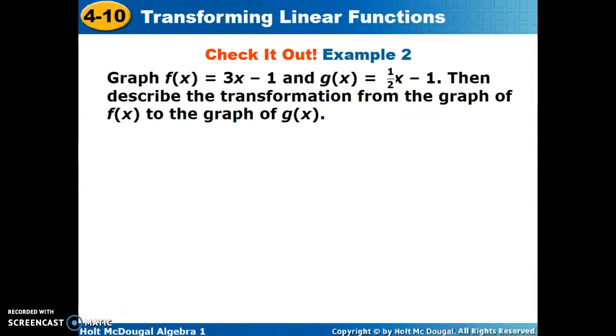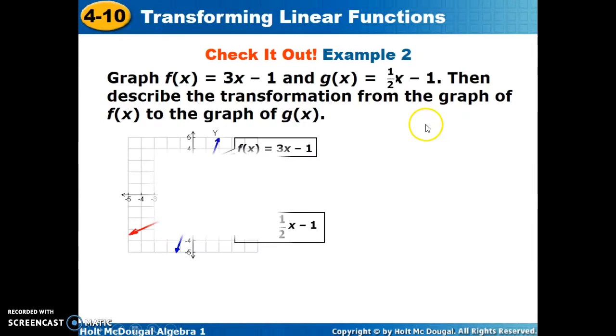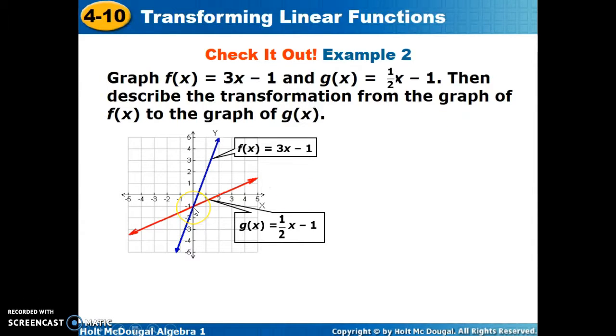So two observations I want to make before I get started on determining the transformation. I want to compare the slopes, mx plus b. This is in slope-intercept form. And I see a slope of 3. For g of x, I see a slope of 1/2. So I know there's going to be a rotation, but we have the same y-intercept. So we know this is our point of rotation. At -1, both lines pass through.